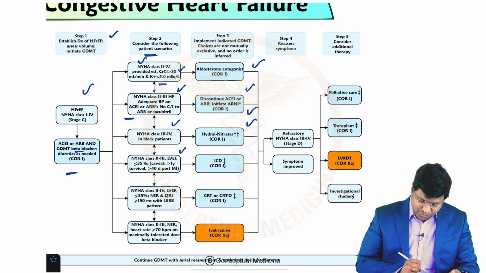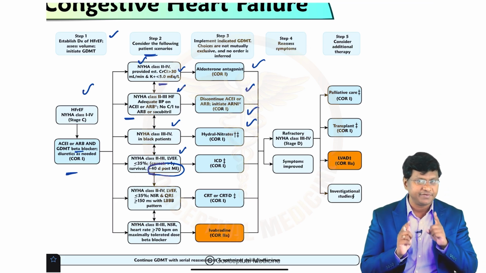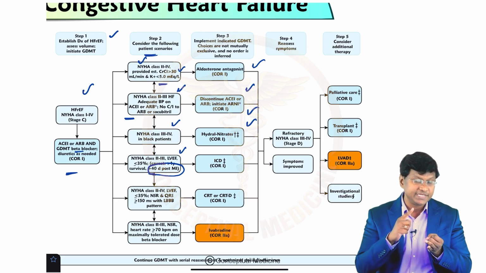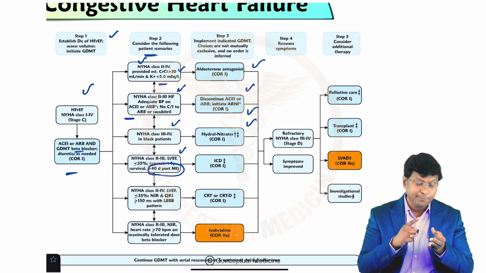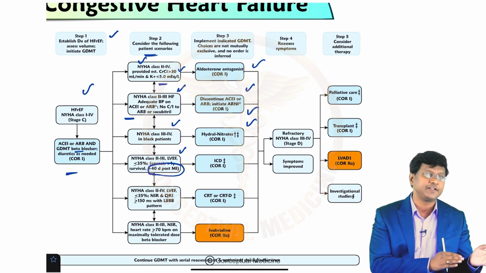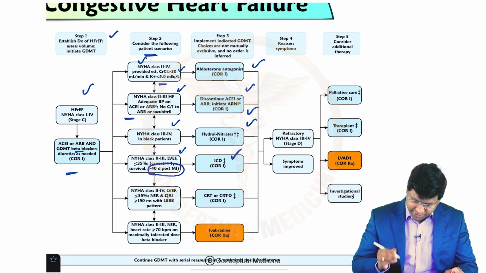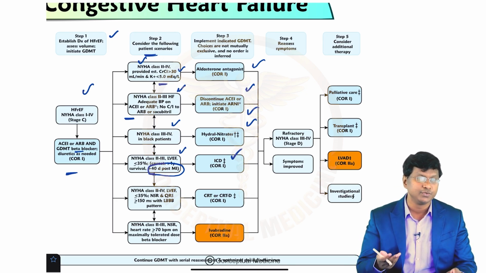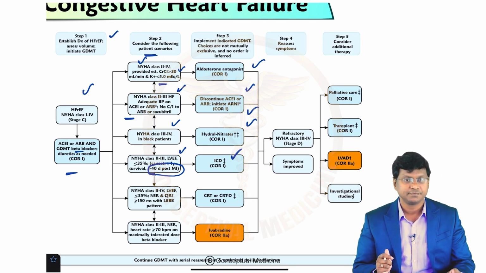And NYHA class 2 to class 3, where the ejection fraction is less than 35% and more than 40 days post myocardial infarction, a very, very important point. Heart failure with reduced ejection fraction, NYHA class 2 to class 3, and after 40 days post myocardial infarction, you need to put the patient on an ICD, implantable cardioverter defibrillator, because that will reduce the development of arrhythmias.